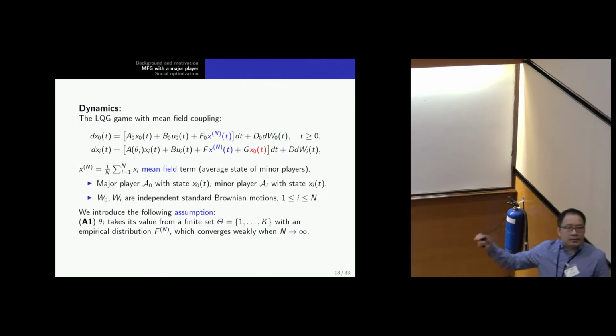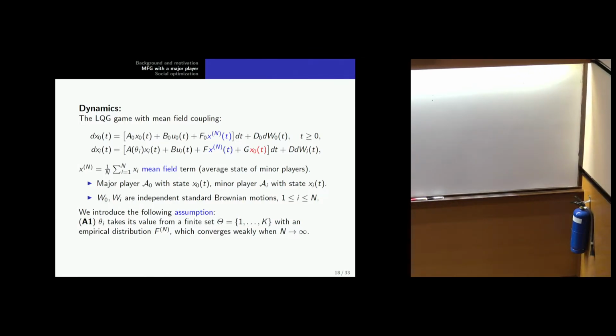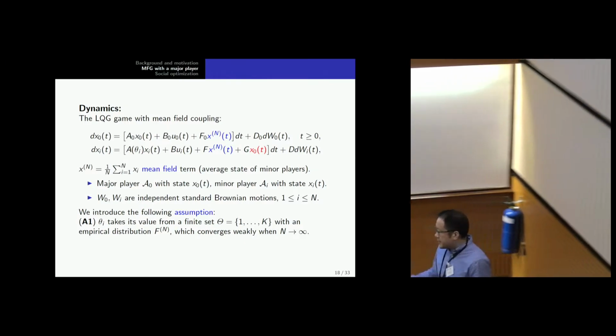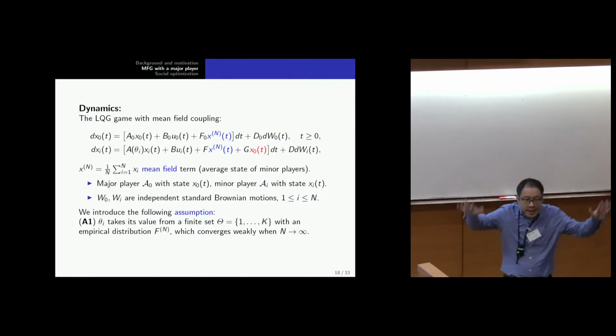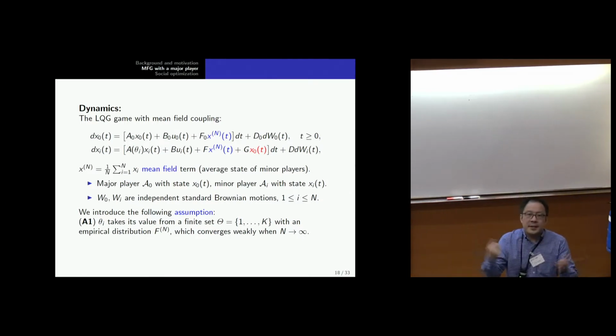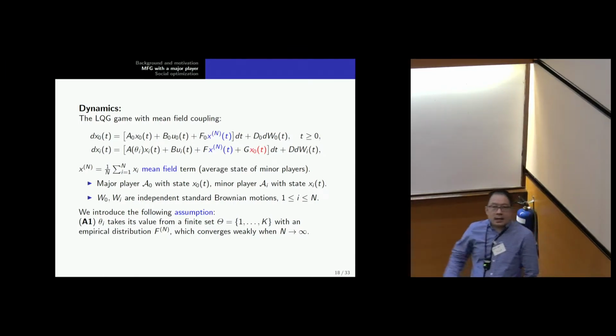What can we do if we generalize? A very natural thing is to consider a major player. We know in the previous models we have just peers. Everybody is comparably small. Now you can imagine we have a very big guy. Then the structure of the model will change a lot.